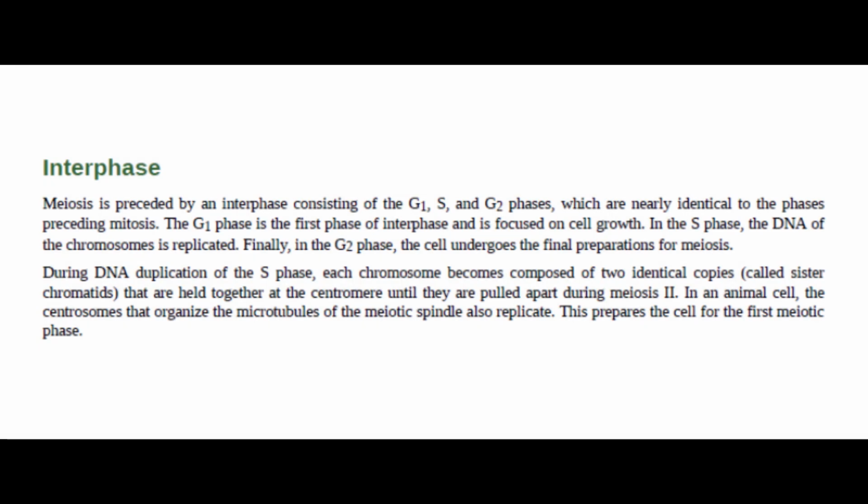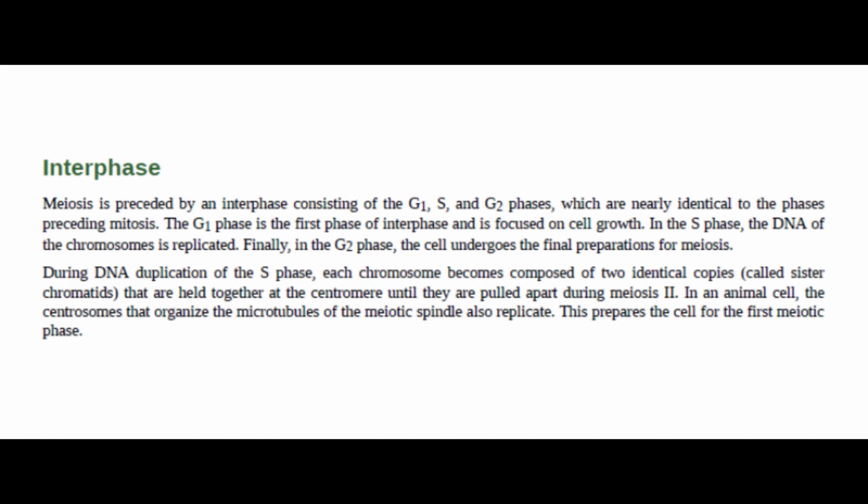Interphase. Meiosis is preceded by an interphase consisting of the G1, S, and G2 phases, which are nearly identical to the phases preceding mitosis. The G1 phase is the first phase of interphase and is focused on cell growth. In the S phase, the DNA of the chromosomes is replicated. Finally, in the G2 phase, the cell undergoes the final preparations for meiosis.